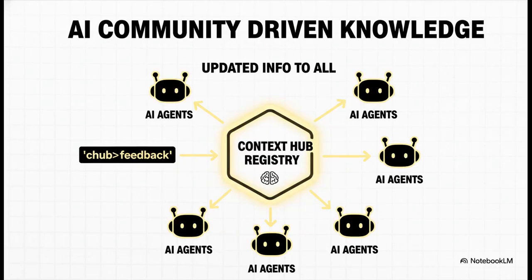The annotations, they stay on your local machine. But what if agents could share what they learn with everyone? Well, they can. Using the chub feedback command, an agent can send its findings back to the central registry, helping to improve that ground truth for the entire community.